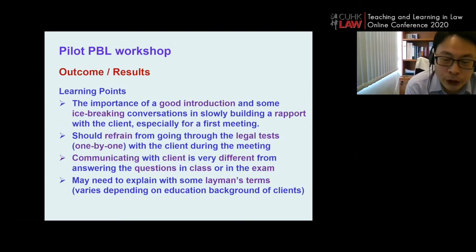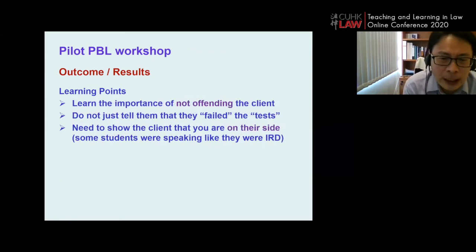The importance of good introduction and ice breaking. Some people thought that's just saying hello and how's the weather. But as you may know, a good rapport with a client, even on a first meeting, can work very well for you for the rest of the meeting and also in future. One thing that stood out the most is some of the students started asking the questions from the legal test one by one. They may do that in class or in an exam, but of course you don't do that with your client. And even when using layman's terms, they have to be careful because some clients can be very educated, very well informed, and you've got to be careful not to use too much layman's terms, especially when it's not necessary. And then, of course, learn not to offend the client.